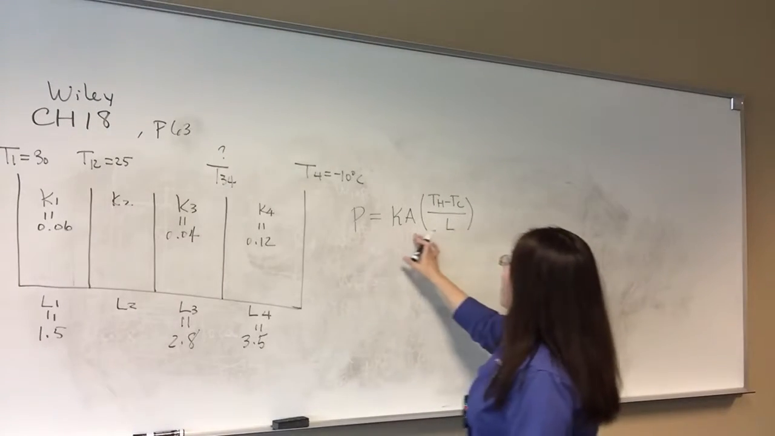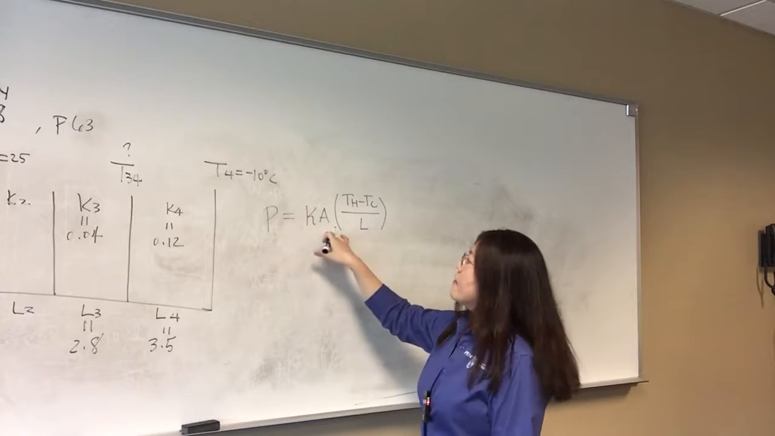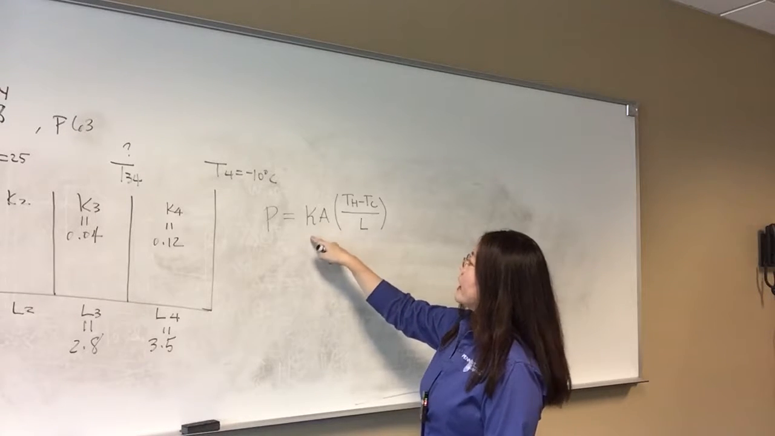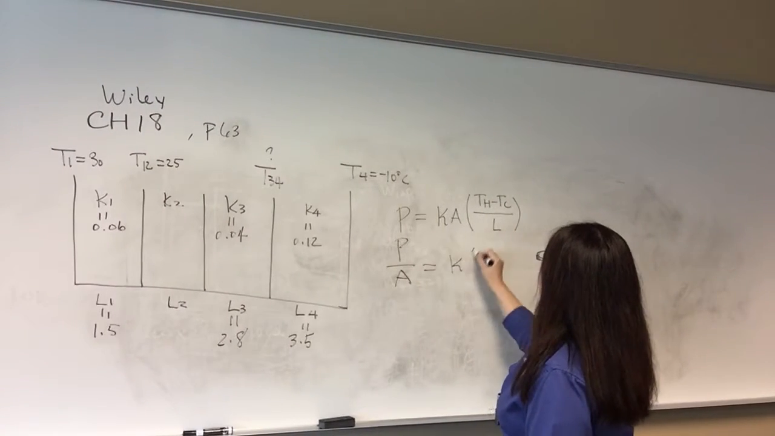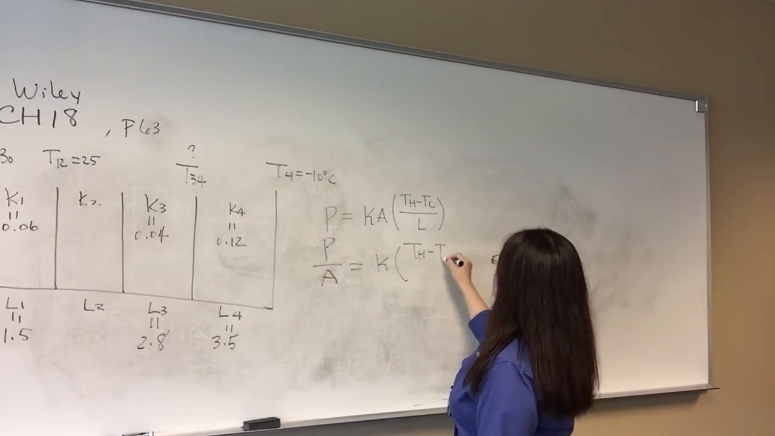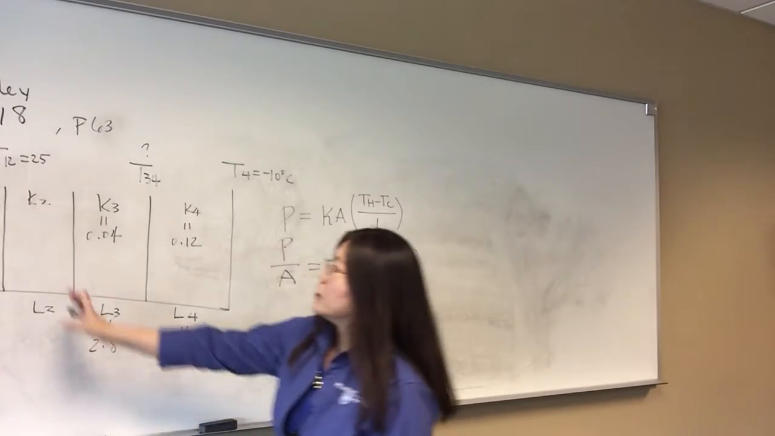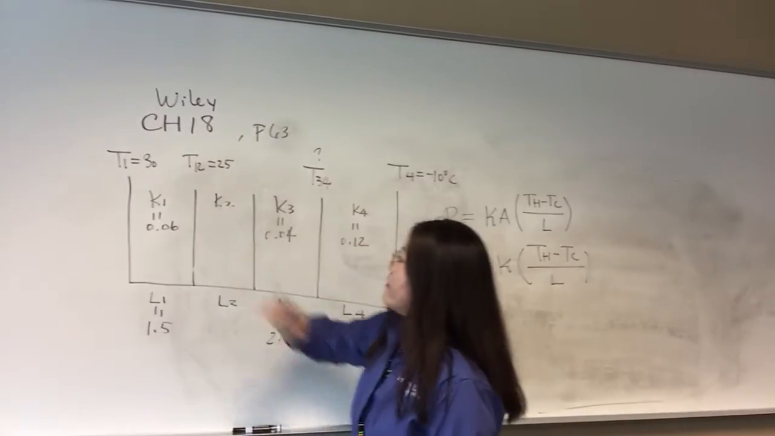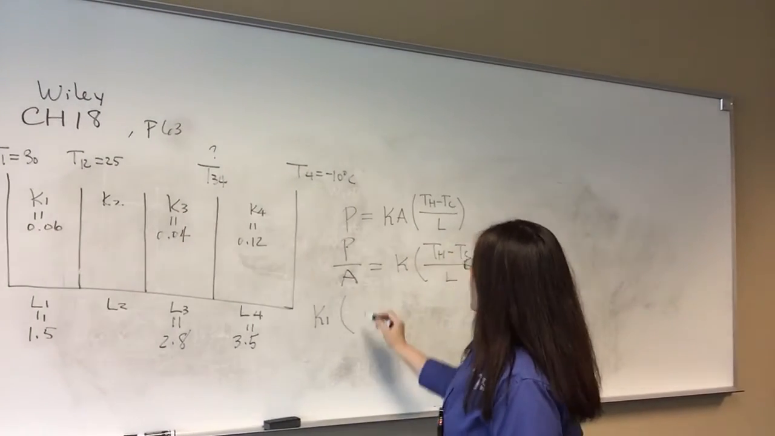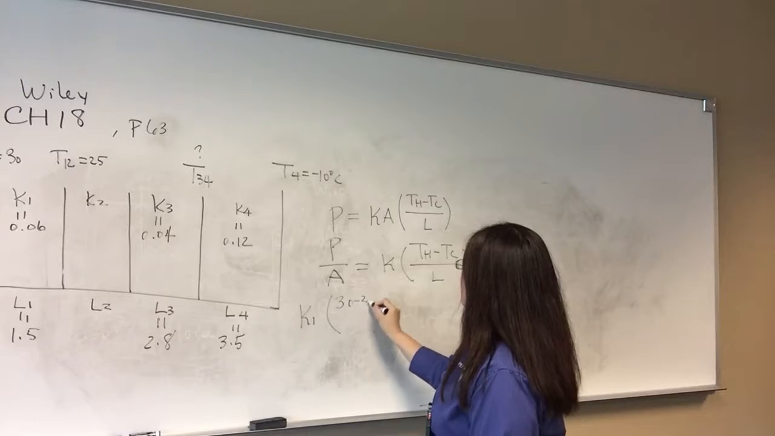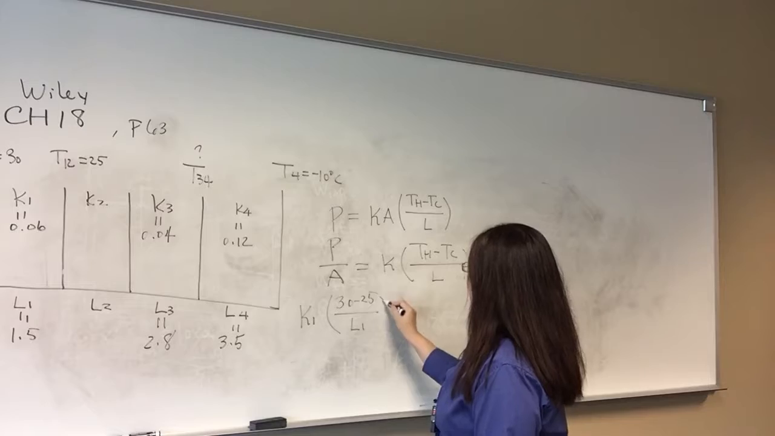Because they all have the same area, I'm just going to have the conduction rate over the area. So we just have K times (TH minus TC) over L. Apply it at each interface. At the first one, you have K1, and the higher temperature is 30, the lower temperature is 25, over L1. I'm just going to use the symbols for now.